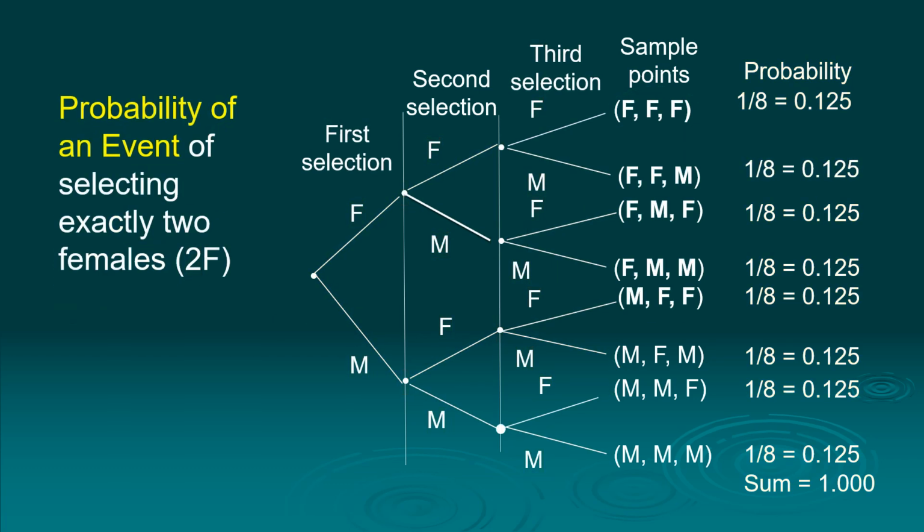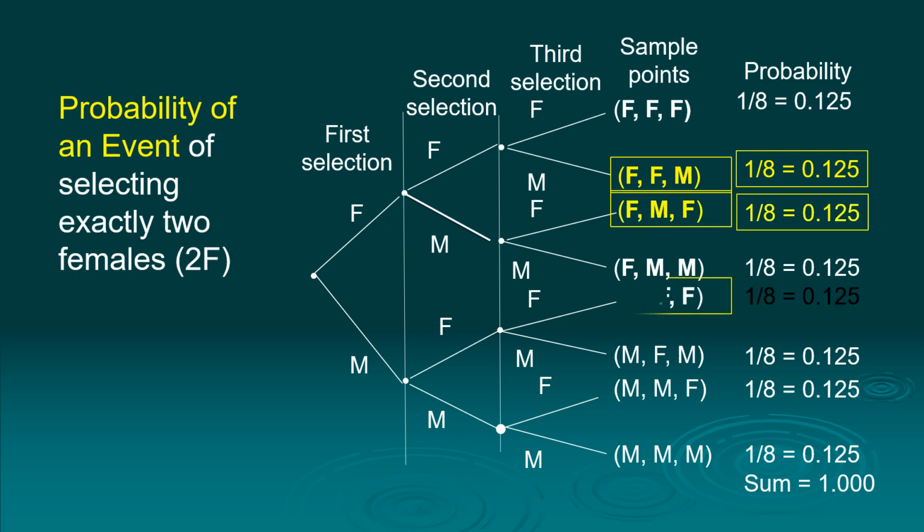Expand the problem. Instead of finding the probability of each event, the question now is, what is the probability of selecting two females? What are we going to do now? Well, we just have to look at the outcomes in the tree diagram. So where are the outcomes with two females? There are three of these outcomes, each with a probability of 1 over 8.